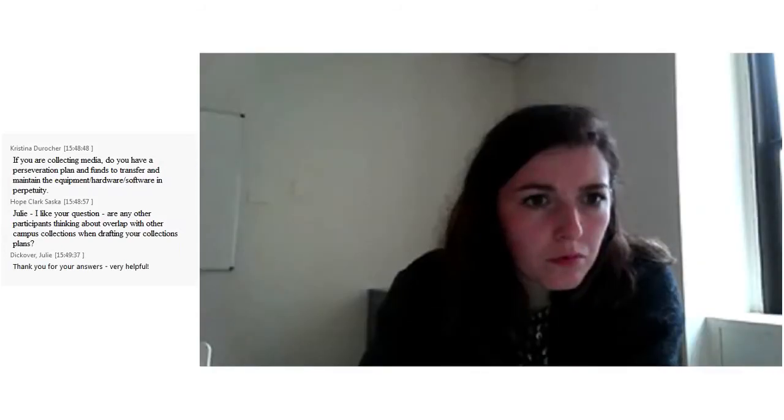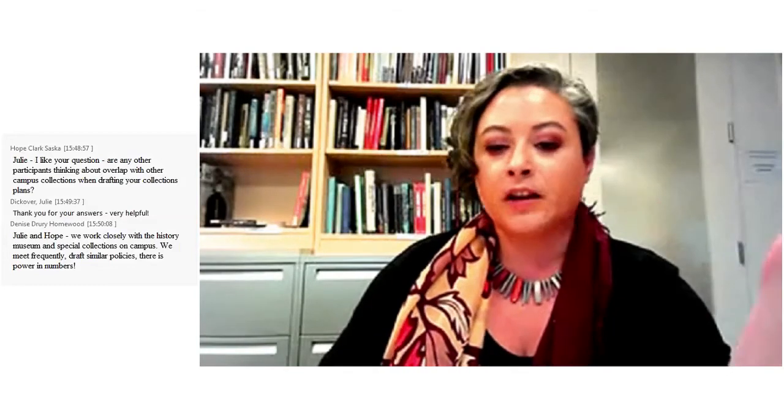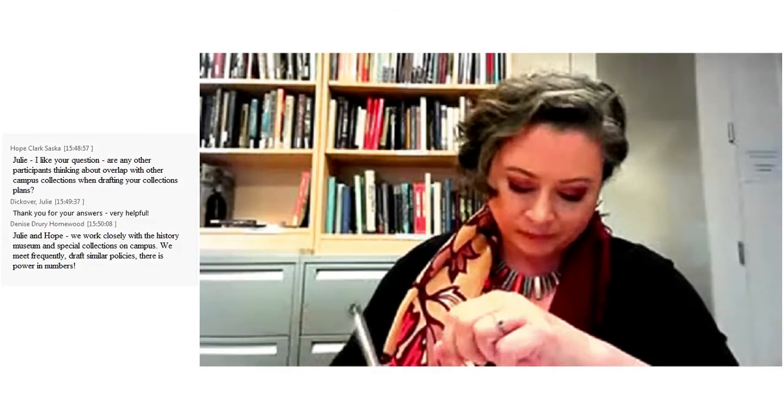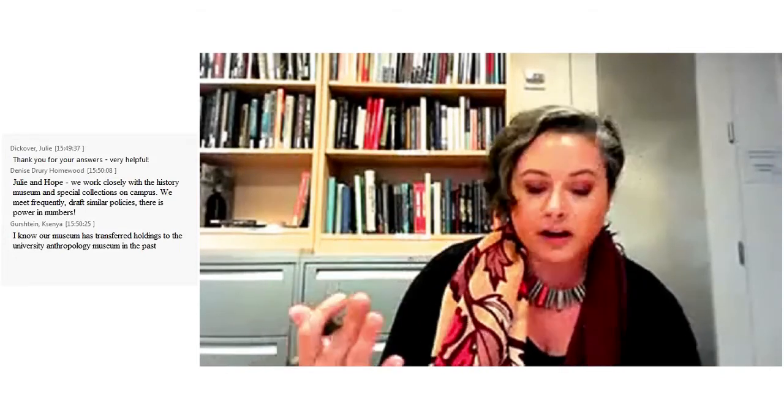Oh, and Hope asked Julie, or said she likes the question, and if anyone's thinking about overlap with other campus collections when drafting the collections plans. I'm absolutely sure that's the case for some folks, because as I said, at Penn State we really had to deal with what the library had. There was also an archaeological museum, and then the art museum itself. So this is going to be good for a survey question, because I'd really be interested in what all needs to be considered when you're creating a new collection plan, in addition to why you're creating a new collection plan.